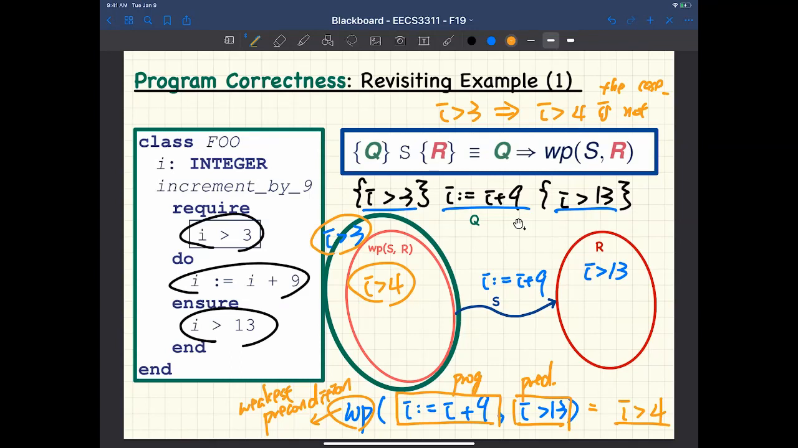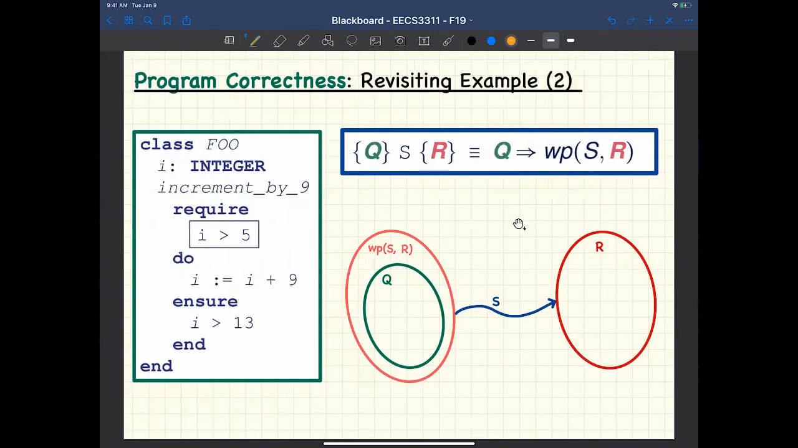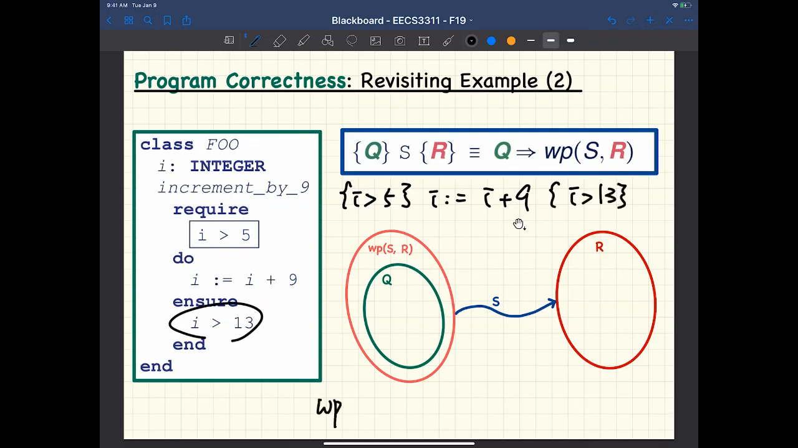Another one here is this. Okay, this time this is okay. What about this guy here? Okay, similar idea, very similar. Again, I larger than 5 is a different precondition, seems to be stronger, right? And then I is assigned to I plus 9, and then I larger than 13. Okay, again, the WP, as we said before, for I is assigned to I plus 9 to establish I larger than 13, is going to be I larger than 4.